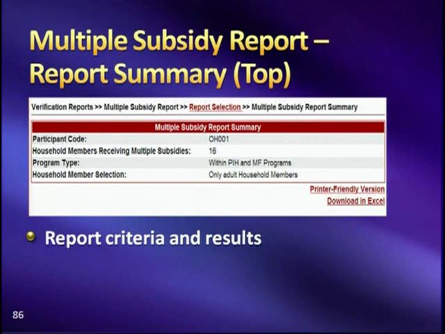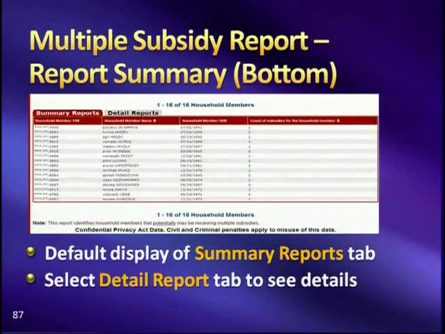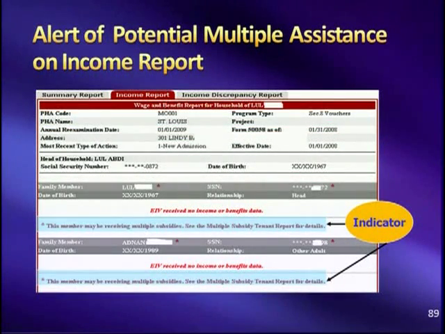And then also, one thing I've always advised you all: if you never run the multiple subsidy report, but you are pulling the EIV income report for every single household, the income report will have a warning indicator that will tell you that there is a possible occurrence of duplicate assistance. If you'll notice the screenshot here on the screen, it tells you this member may be receiving multiple subsidies. See the multiple subsidy tenant report for details.